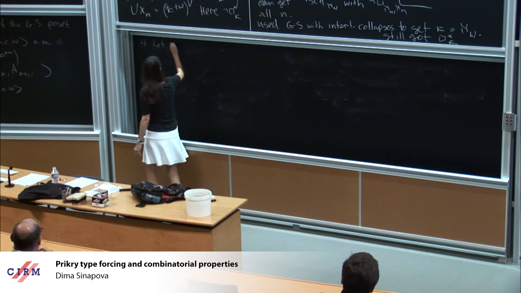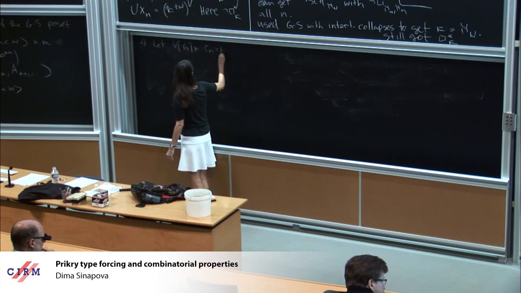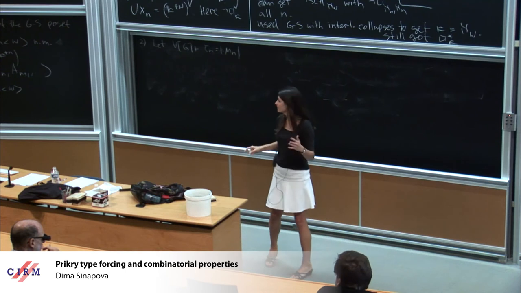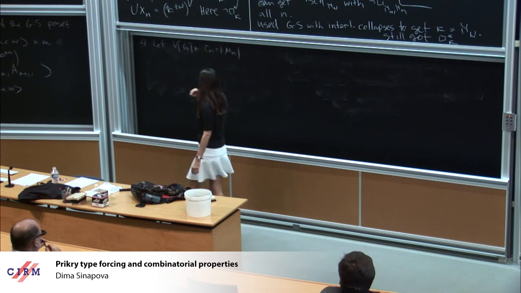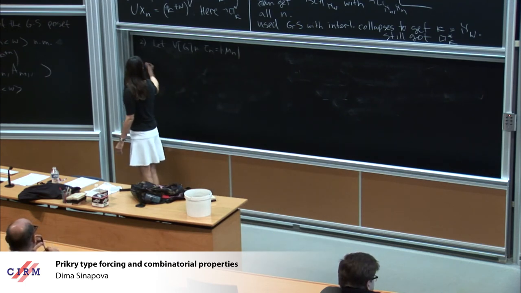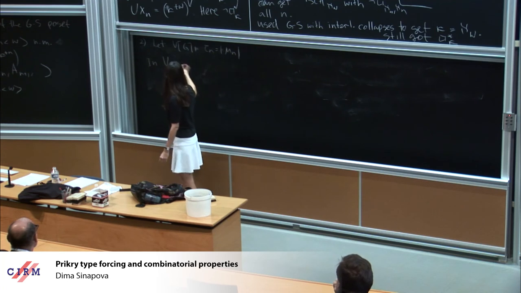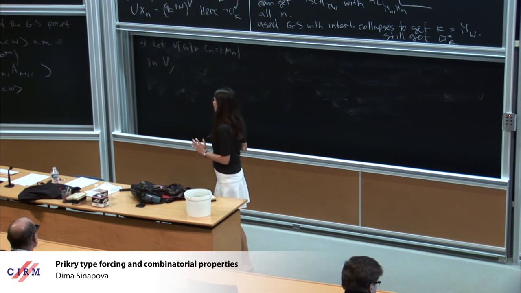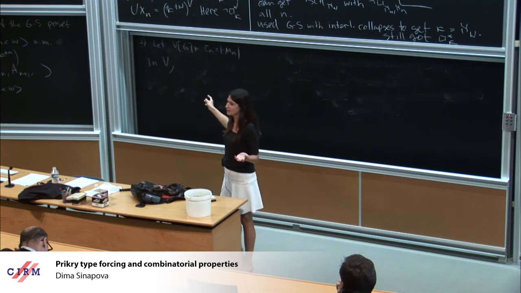So let in V[G] tau_n, which is some lambda_n plus kappa_n, be the cardinality of mu_n. So back in V, these x_n's are taken from an ultrapower. So here, I should have written that. Here, G is some hypothetical generic for a forcing that adds a Gitik-Sharon type sequence and has some collapses.